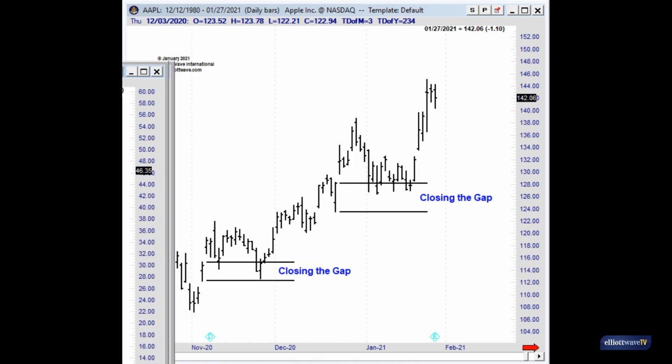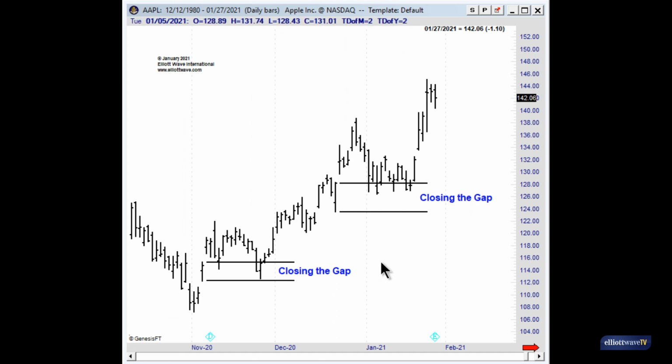Another thing that gaps offer us would be trading opportunities. Now, this is a classic trade setup based on price gaps that I talk about in Traders Classroom, called the closing the gap trade setup. This occurs whenever you see prices gap up in one direction, and then shortly thereafter we move back into the range of the bar preceding the gap. We see this here in Apple. It occurred in late November, and then again early in January.